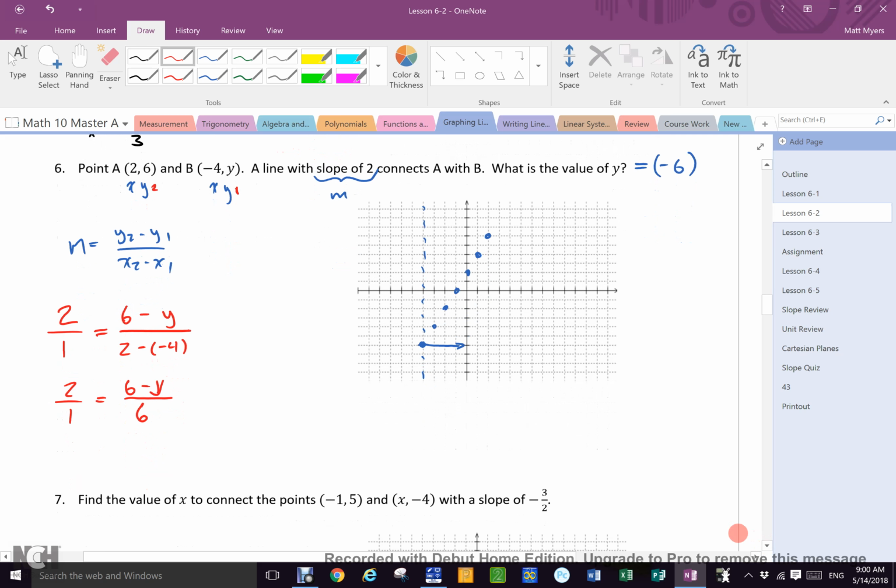Please notice this is another algebra problem, right? What do you do every time you have fraction equals fraction? I've showed you this a million times.